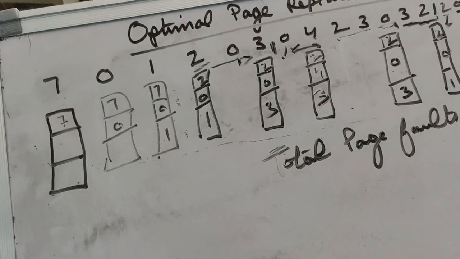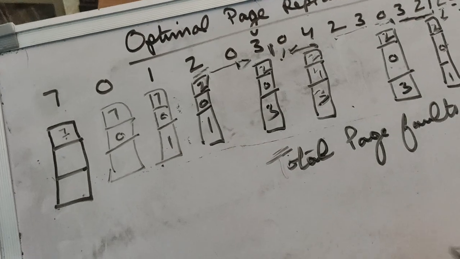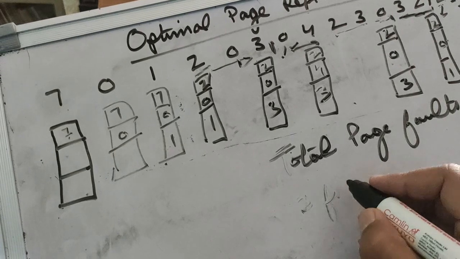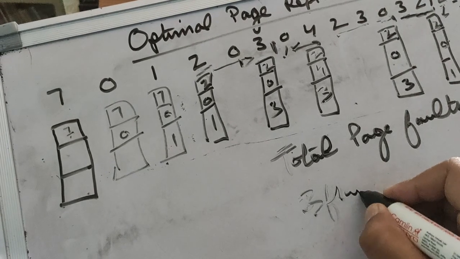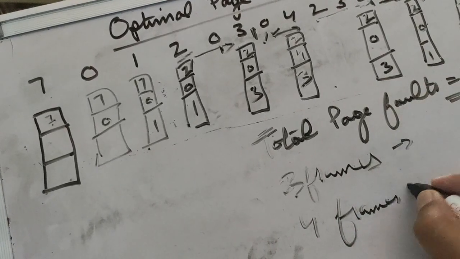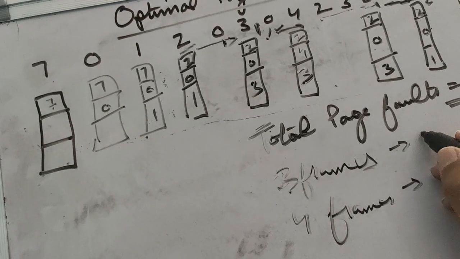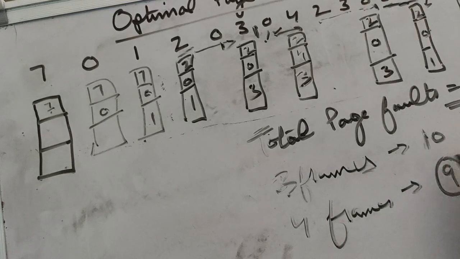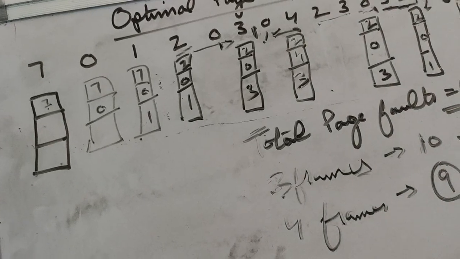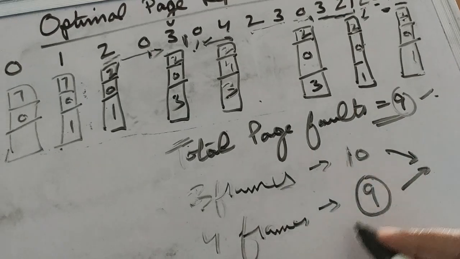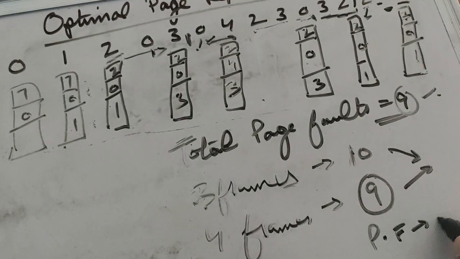Now in the previous lecture I gave you one problem in which, in one case, 3 frames were given to you, and in the second case, 4 frames were given to you, and you were supposed to count the number of page faults. In 3 it came out to be 9, in 4 it came out to be 10, which is actually contradictory to what we expect. Normally what is expected is that if the number of frames increases, then the page faults should decrease.